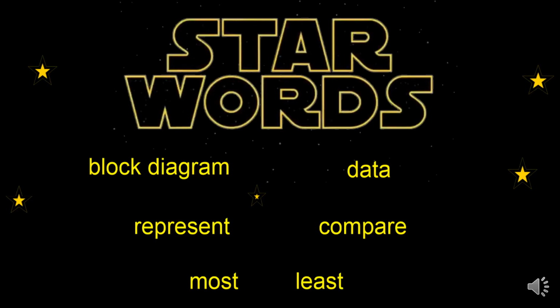Our first star word is block diagram, which we learnt about in yesterday's lesson and we're going to explore more today. We also have the star word data, and this is information that we can gather or collect to help us. We've got the star word represent because we can represent our data in different ways. We've got the word compare because when we represent our data using a pictogram or using a block diagram, we can easily compare the data and look at what item had the most and what item had the least.